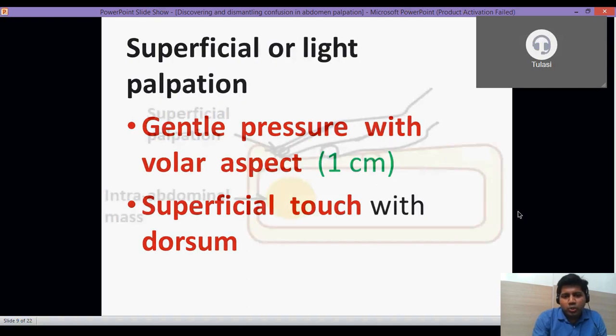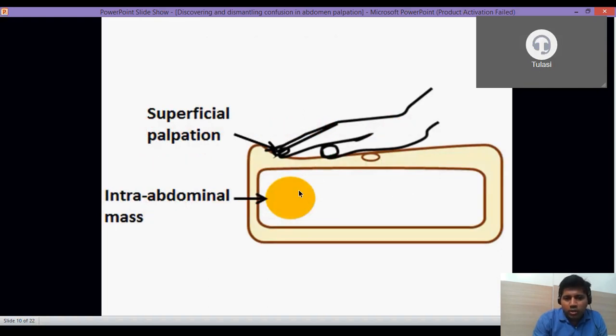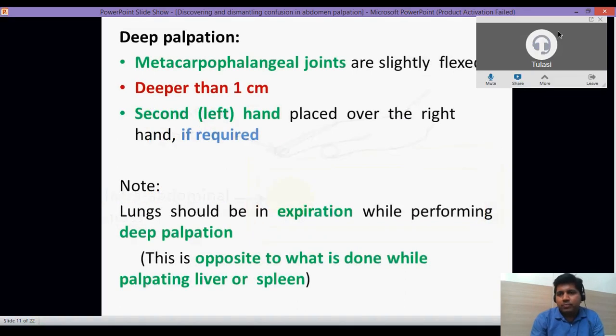This is an image which shows you how to perform a superficial palpation, and I have also shown an intra-abdominal mass which is not touched during superficial palpation. Next thing is the deep palpation.